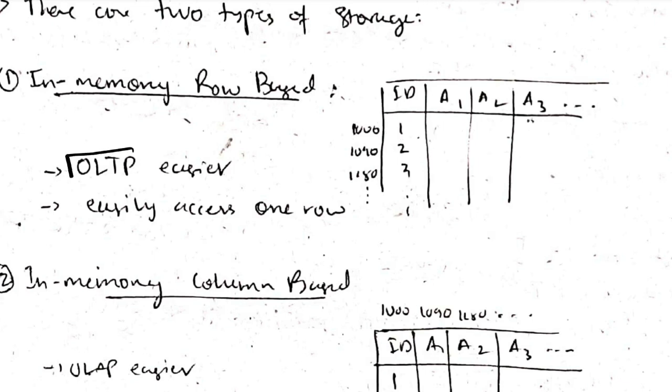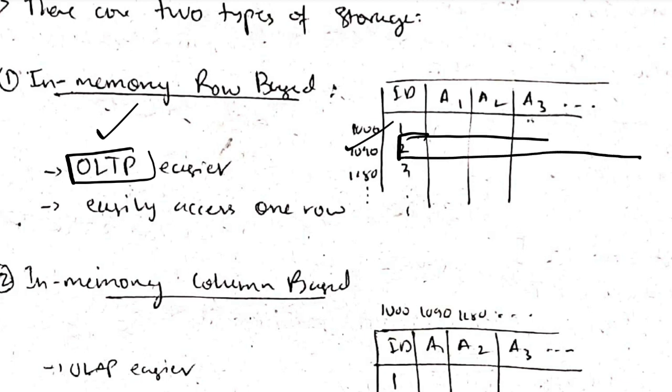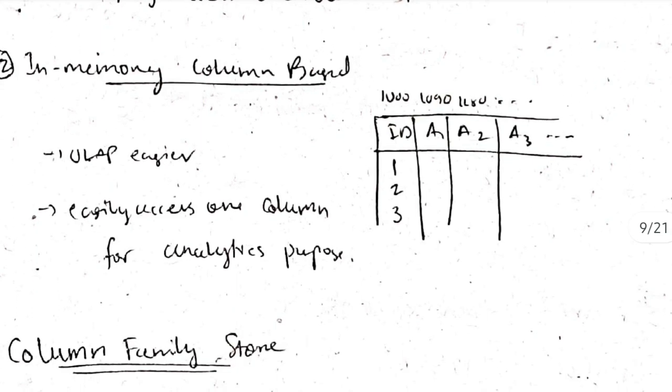So it is easier for OLTP, which is online transaction processing. If I want to access the information of the person having a particular ID, what I can do is fetch 1090, and then I will be able to fetch this whole row, isn't it? It's easier to access one row, whereas in some other case we have the column base.